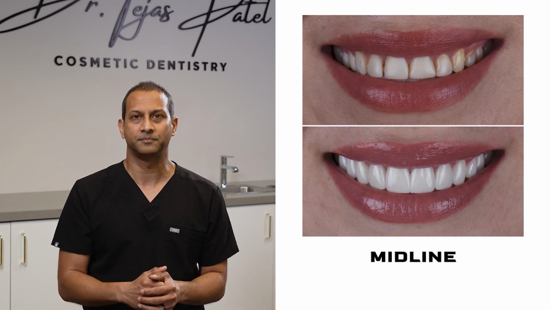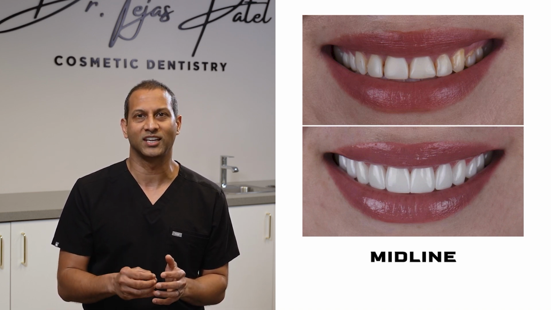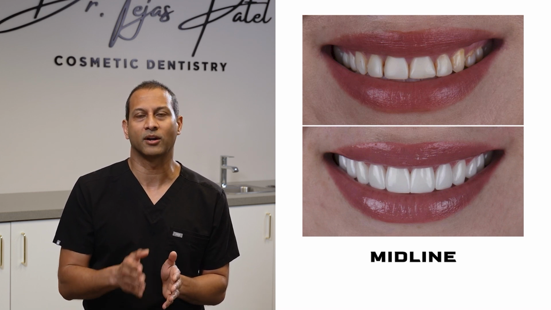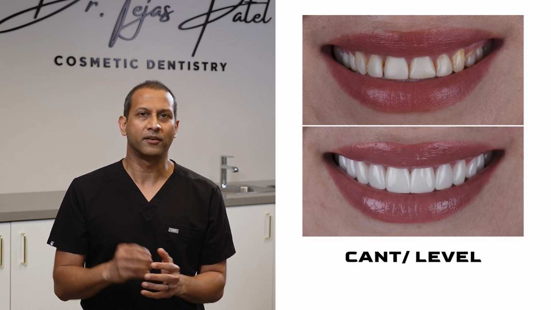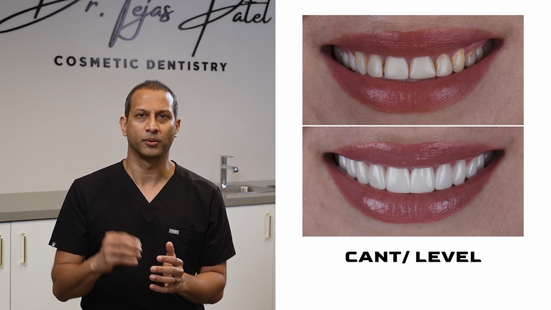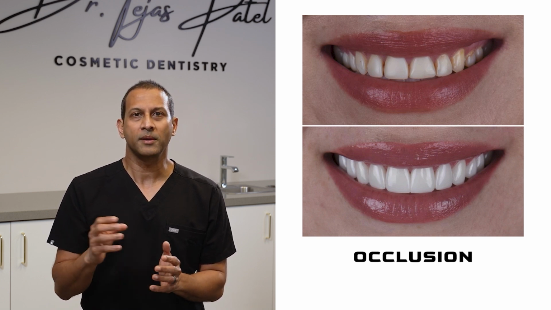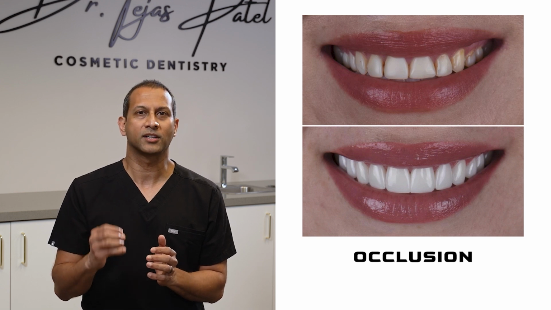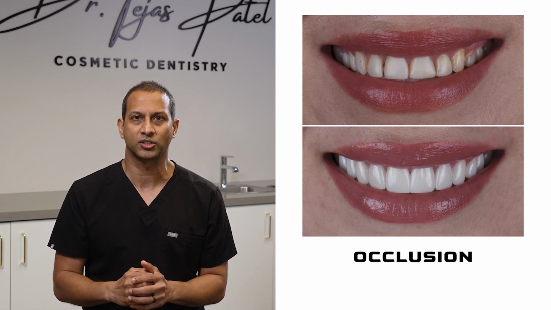Number 8, the midline. We want the upper teeth dental midline to coincide with the nose, chin, and between the eyes. A straight midline, even if it's off-centered, is better than a slanted midline. Number 9, the cant or level. We want the level of the teeth to be parallel with the interpupillary line, or the horizon. Number 10, occlusion. We want to make sure there is an ideal occlusal relationship, or we may have to consider treating more teeth or ortho before veneers to improve the bite relationship.